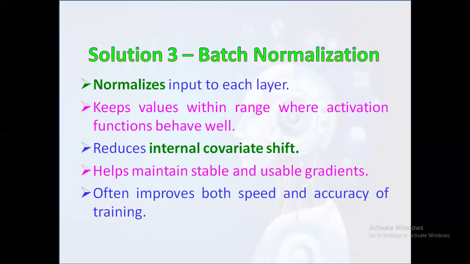Next, reduce internal covariate shift. BN minimizes internal covariate shift, the change in the activation distribution caused by parameter updates, thus helping each layer receive stable input throughout training. This stability in input values helps prevent vanishing gradients during backpropagation, allowing consistent and efficient learning across all layers. It often improves both speed and accuracy of training by enabling higher learning rates and reducing sensitivity to initialization. Batch normalization not only speeds up convergence but also often leads to better overall model performance.